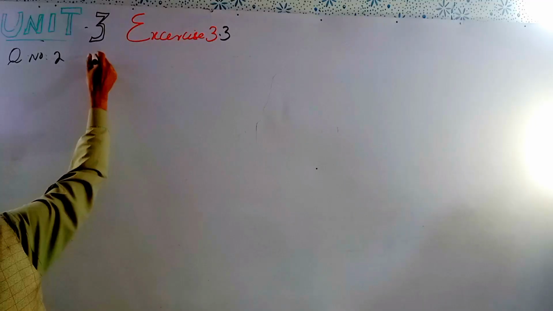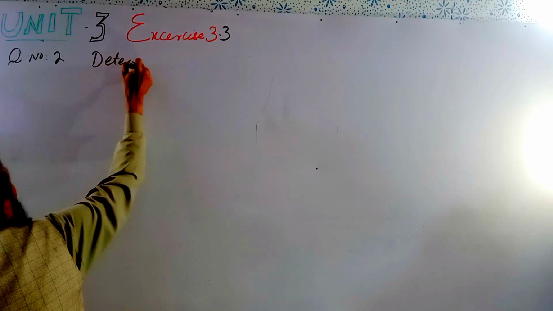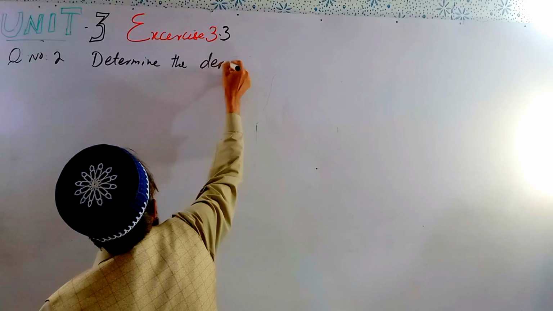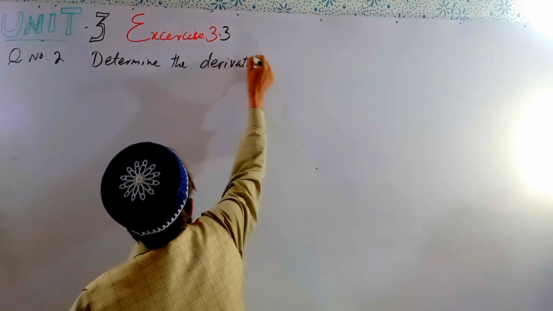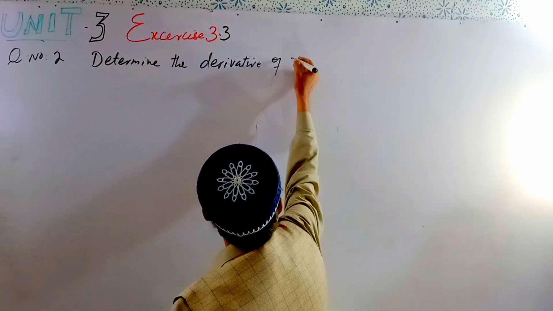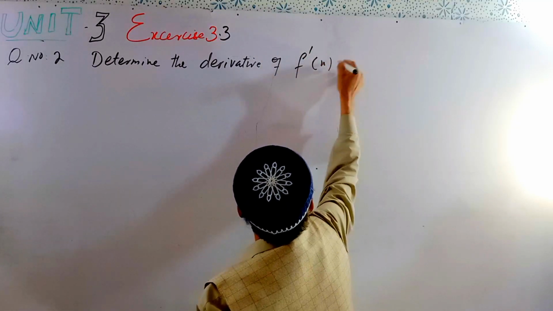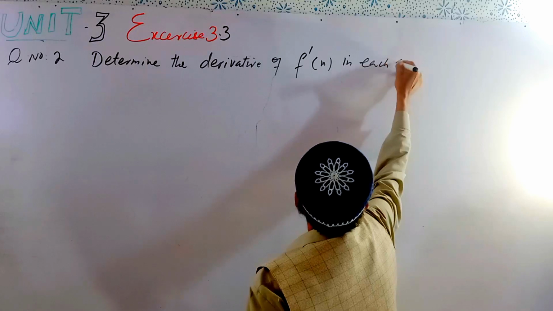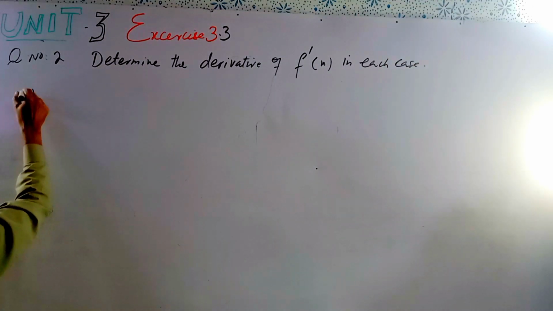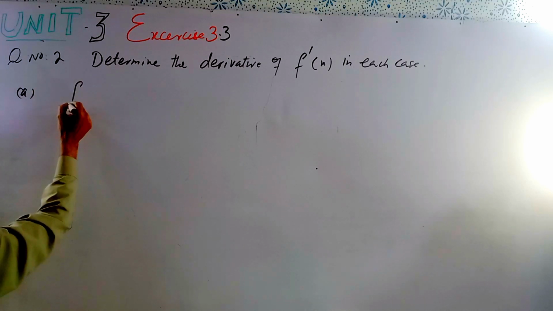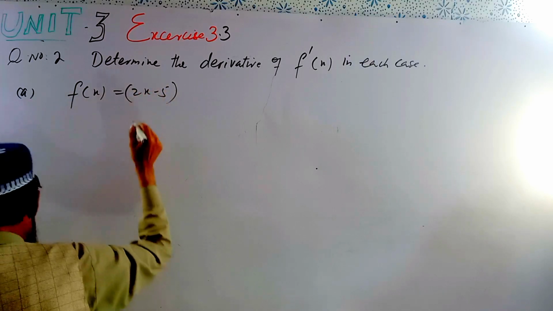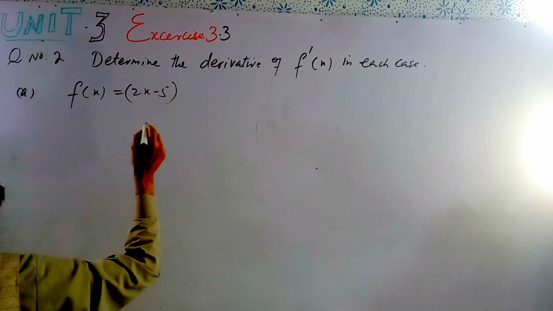Let's start. Determine the derivative of f of x, that is f dash x, in each case. Question number one, part A: f of x equals (2x minus 5) whole power 3 times (5x minus 7).